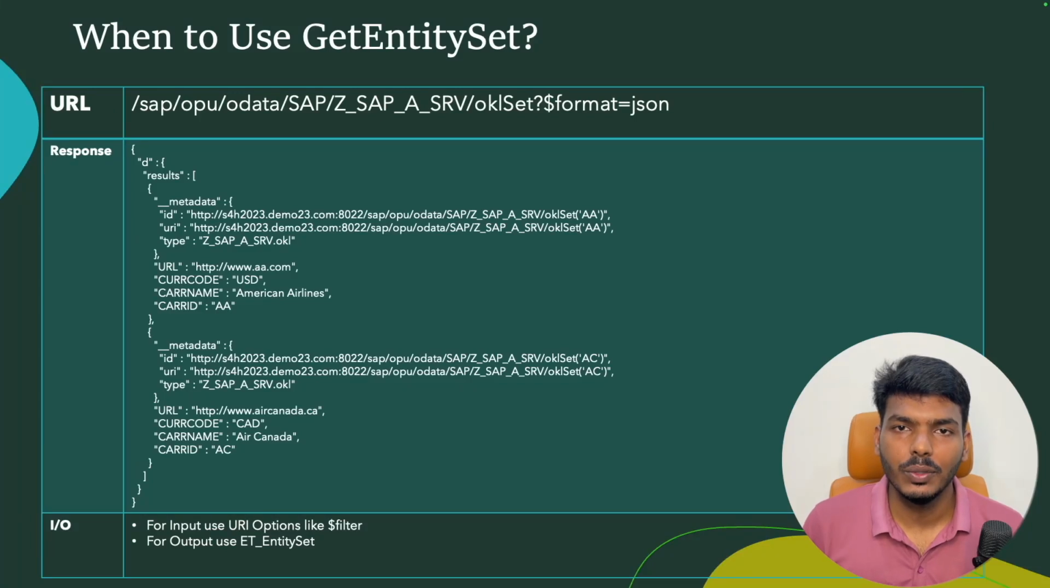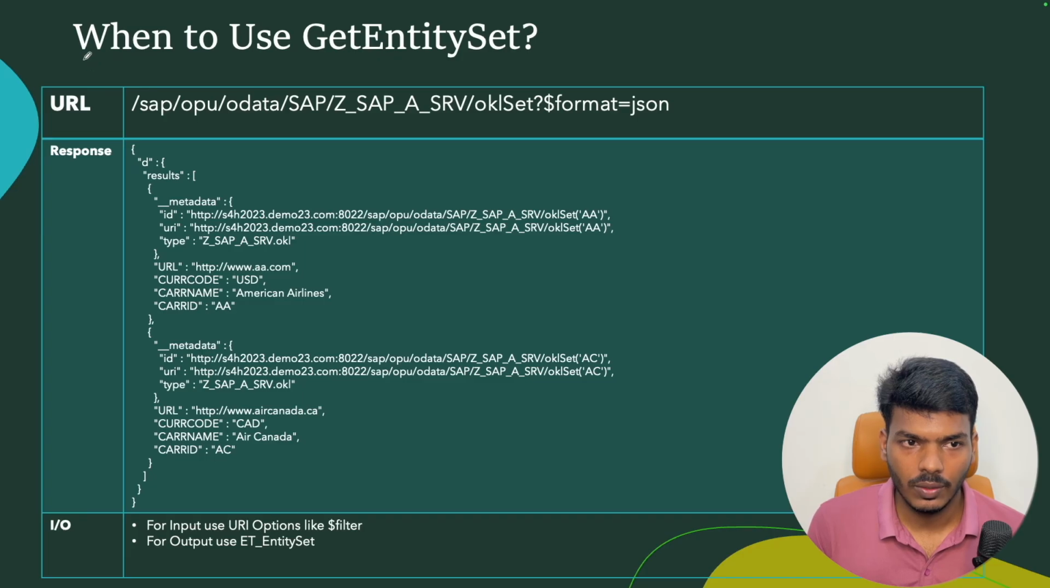Hi team, in this video we will see how you can create an OData API by redefining the GetEntitySet method. In our previous video we saw the GetEntity method. So let's get started. Again we have the same question: when to use GetEntitySet?